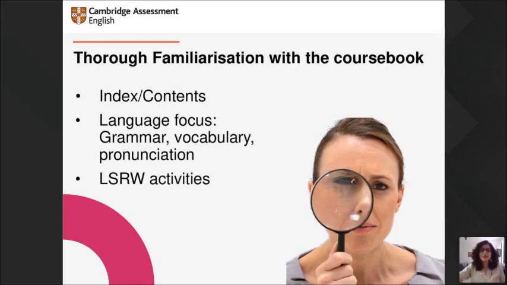Now, again, with the course book, we have to start with the index and the contents page. And we have to look at the language focus. So, most of the course books have a detailed kind of template, which gives a very clear picture of the grammar areas, the lexis, and the pronunciation, the phonetics that is covered, and also the skills which are covered in the form of activities.